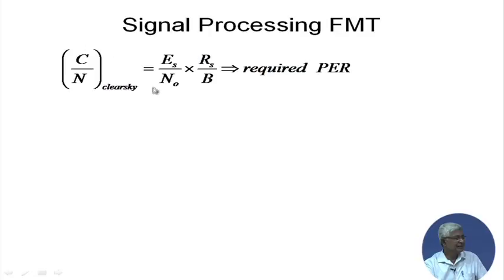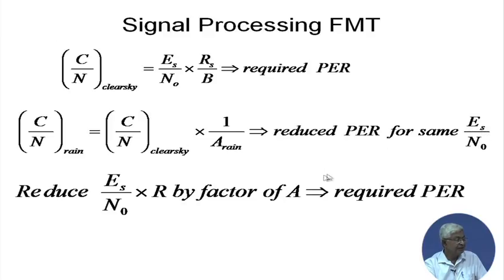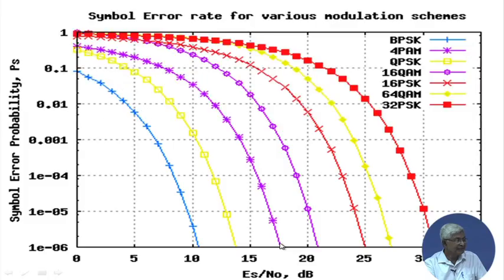C by N in the clear sky is, we have seen this expression, ES by N naught into RS by B, for the required PER. C by N in the rain is C by N in the clear sky into 1 by A rain, in ratio. So this will give a reduced PER for the same ES by N naught. But if I change this ES by N naught, we get a different PER. Reduce the ES by N naught by a factor of A, and you get the required PER. How? That is code rate or modulation or data rate change. Let us look at it.